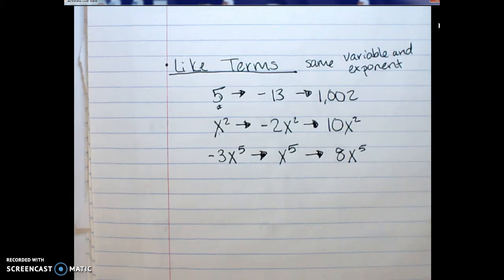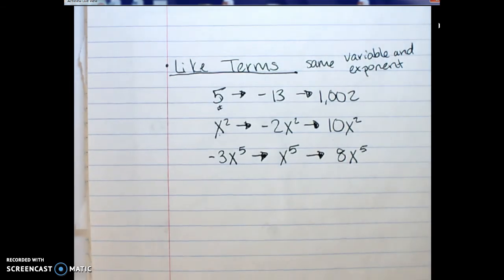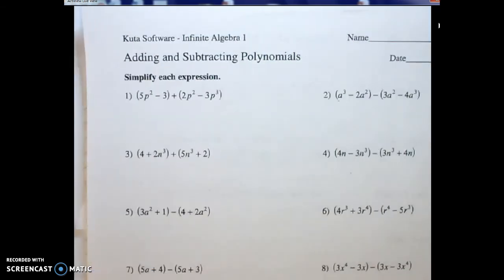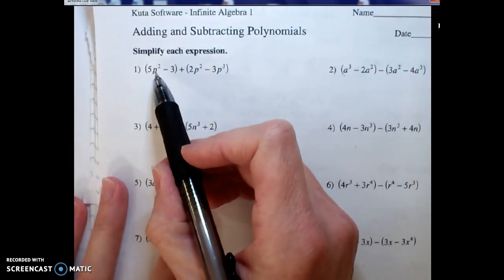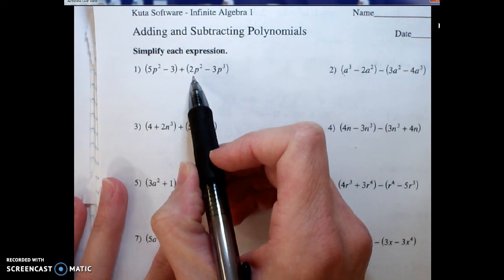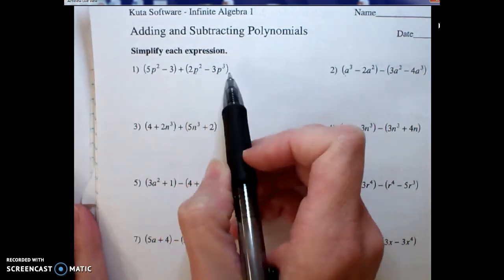Okay, so this comes into play when we're going to be doing our worksheet and looking at adding and subtracting these polynomials. Polynomials on your worksheet is just a fancy way of saying multiple numbers, multiple items in your problem. Poly means multiple. So for problem number 1, if we want to combine 5p squared minus 3 plus 2p squared minus 3p to the 3rd.